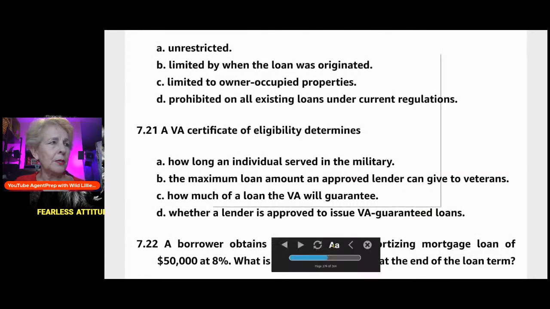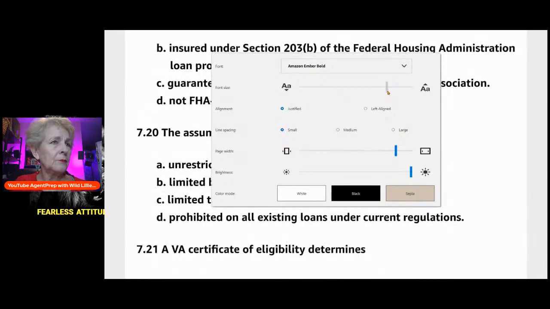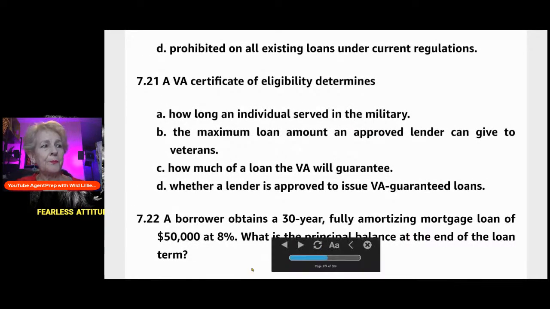All right, number 21. Well, I should be able to make it larger. Why won't it stay on one page? There we go.